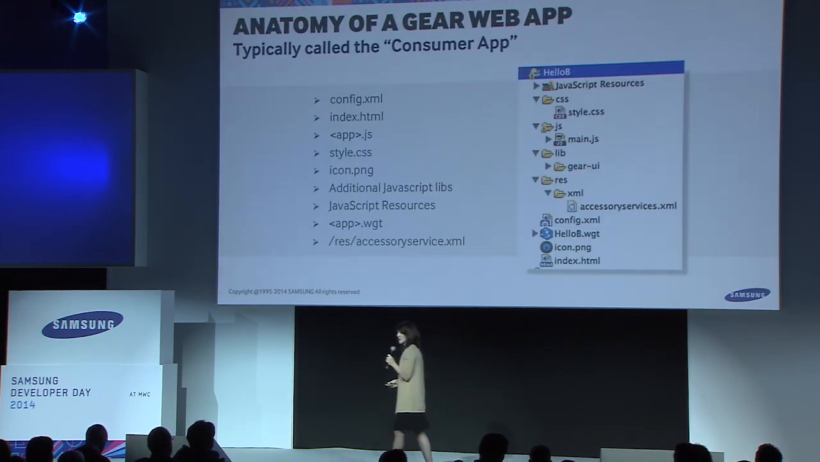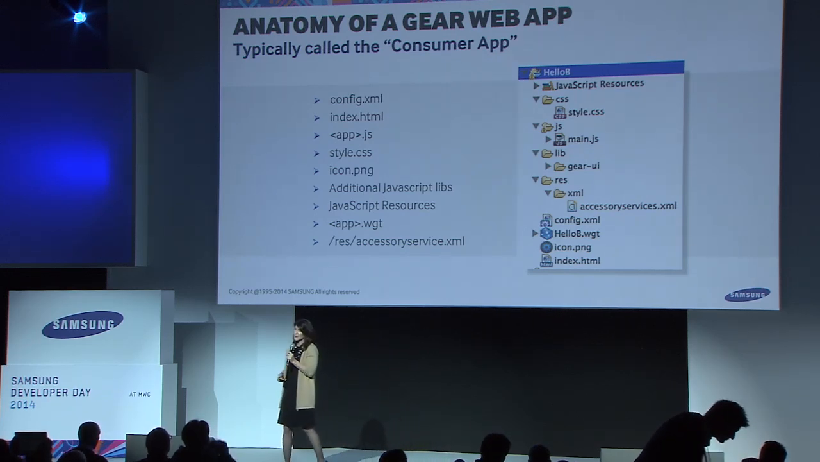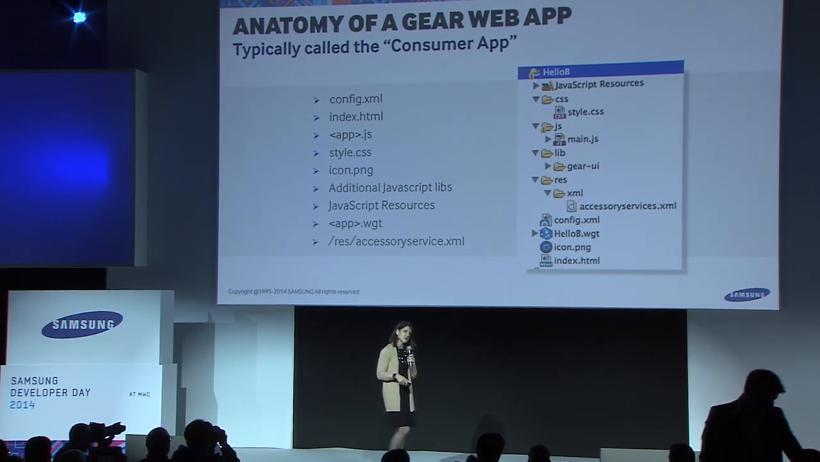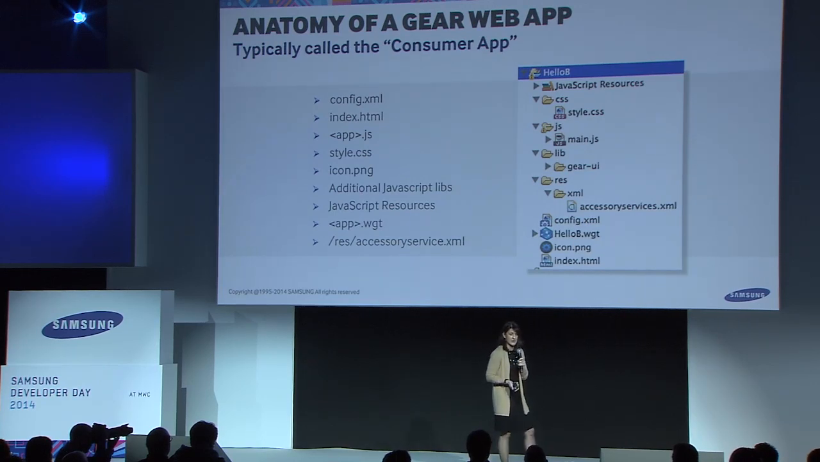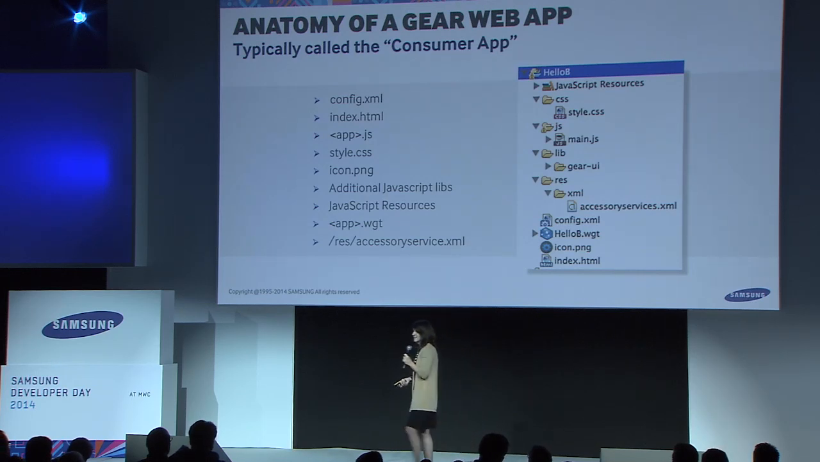So this is what your packaged web app will look like. If you're an HTML5 developer, this stuff looks familiar. You've got a config file that's very similar to your Android manifest file. Defines your permissions, defines the location for your accessory services file. The index file is your web page. It's got the header and the body.